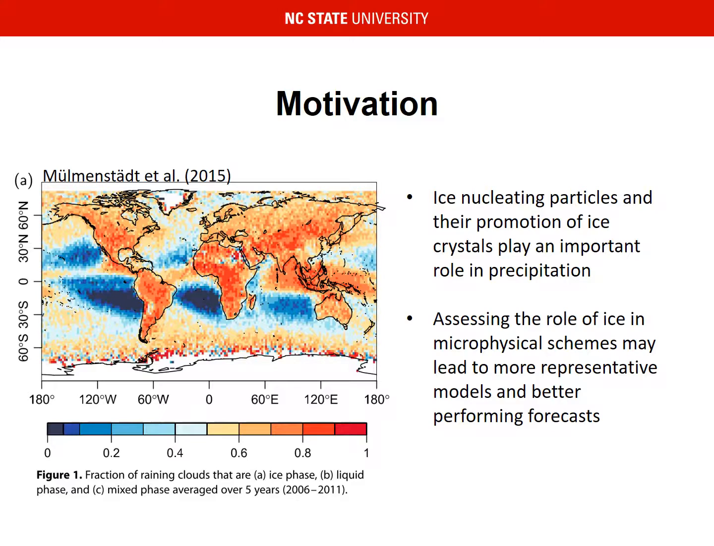So we know that ice nucleating particles have a role in precipitation, but assessing that role in microphysical schemes may lead to models that are more representative of the atmosphere. And in doing so, this also may lead to better performing weather forecasts, especially precipitation forecasts. I couldn't even begin to exhaust the list of implications that come from improving the forecast in this presentation today.